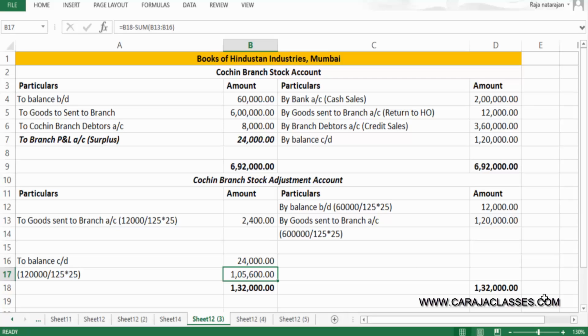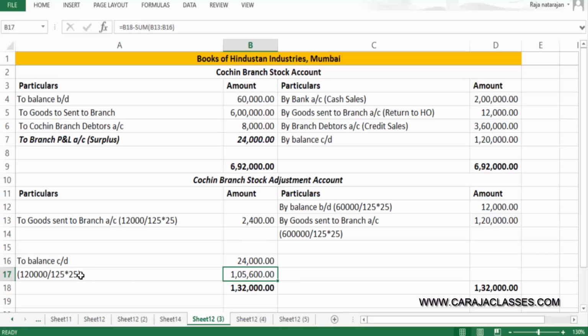See, we are basically trying to find out what is the profit made by the branch. When goods are sent to branch, this is the profit element loaded, that is 120,000, and they had an opening stock, so this was the profit element. So the total profit element loaded is 132,000, right? Of which some goods have been returned and some goods are still maintained. So the balance profit element loaded is 105,600, which should go to branch profit and loss account.